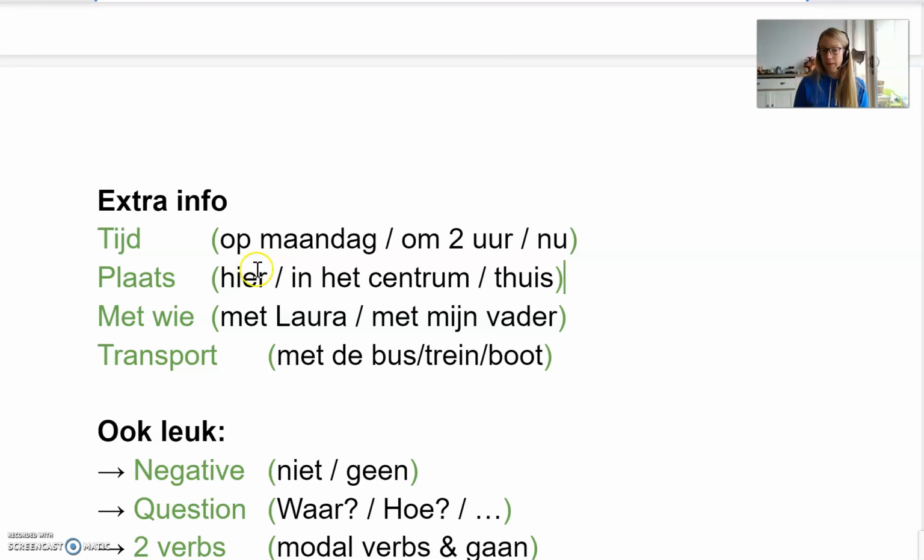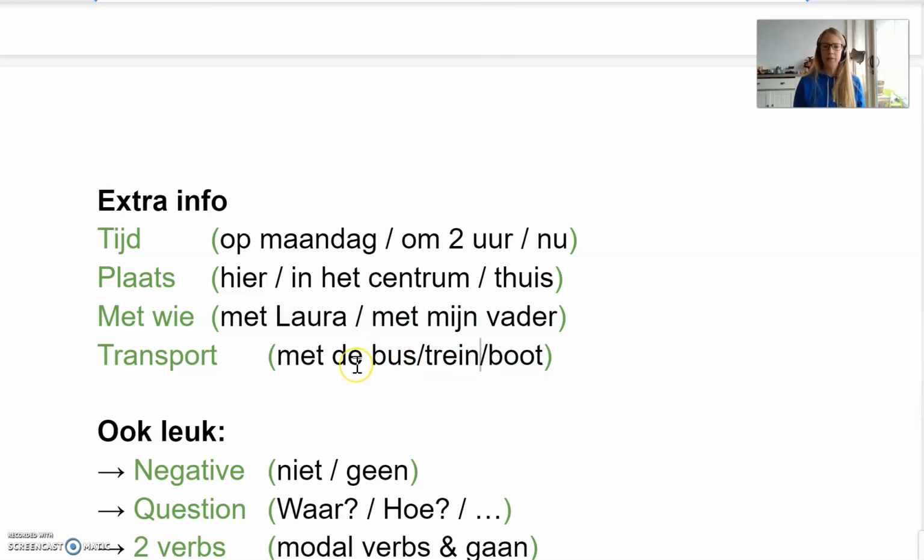So you can add a place, like here, right here, in het centrum, op het station, at the station, thuis, at home, bij mijn moeder, at my mom's. You can add with whom. So met is with. So met Laura, with Laura. And if you're going somewhere, you can add transportation methods. For example, met de bus, met de trein, met de boot, met de helikopter, met de kano, met de scooter, anything. You just say met de and then the transportation method.